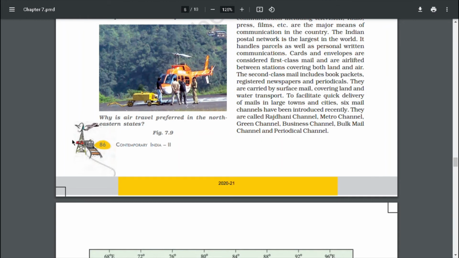To facilitate quick delivery of mails in large towns and cities, 6 mail channels have been introduced recently. They are called Rajdhani Channel, Metro Channel, Green Channel, Business Channel, Bulk Mail Channel, and Periodical Channel.